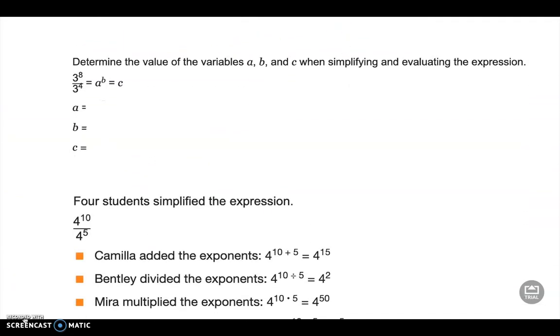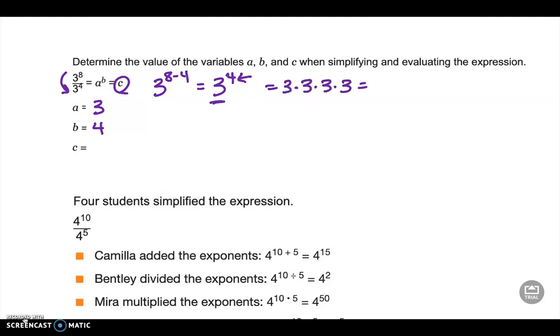So in this case, we want to figure out what the variables a, b, and c are when we're simplifying this. So we have a to the b equals c. If they're a fraction, we subtract the exponents. So this is 3 to the 8 minus 4, which is 3 to the 4th. So our base a is 3, our exponent b is 4, and then our value c is if we take 3 times 3 times 3 times 3, which is equal to 81. Because 3 times 3 is 9, 3 times 3 is 9, and 9 times 9 equals 81.